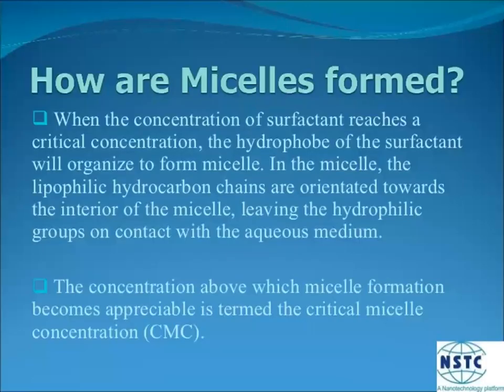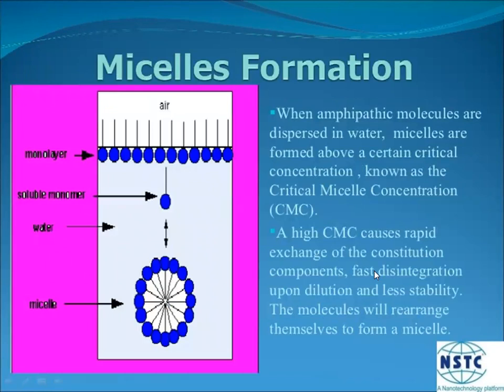After that, how are the micelles formed? Okay, as we said, when the concentration of surfactant reaches the critical concentration level, the hydrophobes of the surfactant will organize to form a micelle. In the micelle, the lipophilic hydrocarbon chains are oriented toward the interior of the micelle, leaving the hydrophilic group in contact with the aqueous medium. As we said, critical micelle concentration is nothing but the concentration at which micelle formation becomes appreciable. Okay, or we can say that it starts aggregating.